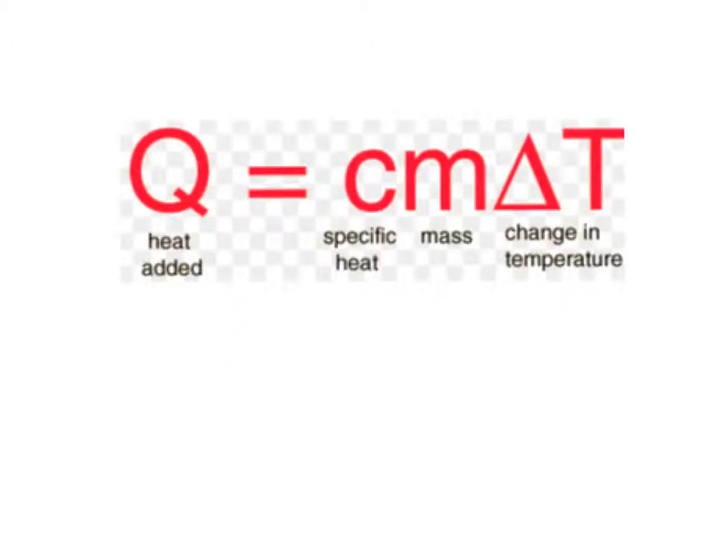Well, here's the formula, and like all formulas, it uses letters to make things simpler, but when you first learn a formula, the letters don't mean anything to you, so you have to take a little bit of time to adjust to the letters. Q stands for heat added, or the amount of energy in joules that you're adding. So this is in joules. This is the amount of heat energy that you're adding.